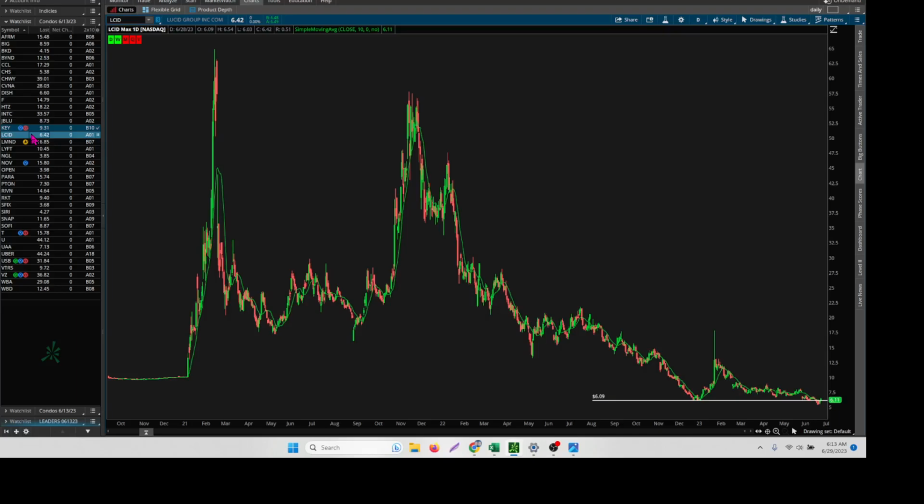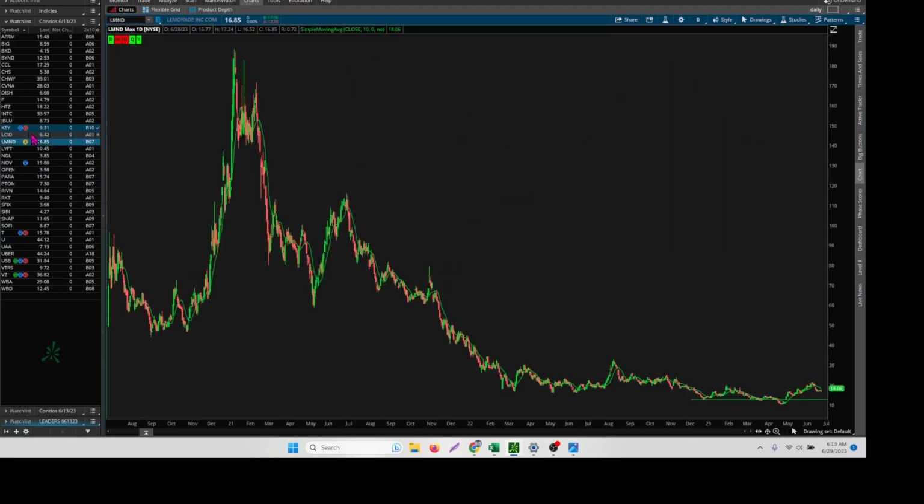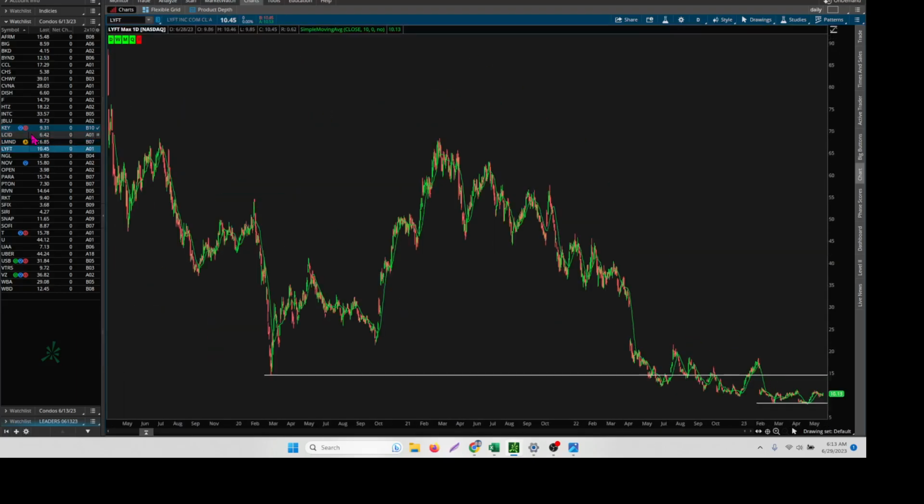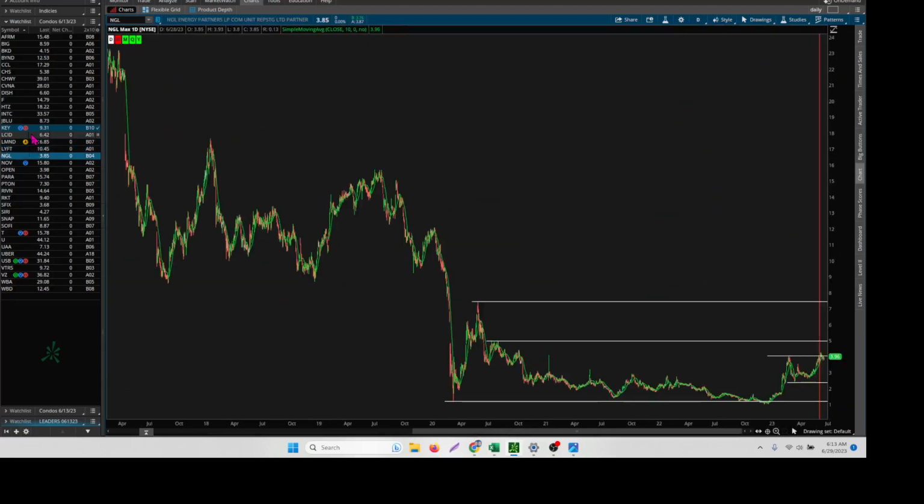Lucid is trying to bounce as we speak right now. They took it lower and buyers stepped in. Lemonade, same thing. Tried to take it lower, reversing. Lyft, tried to go lower, reversing. NGL, tried to go lower, now reversing. Again, green, these red lines.